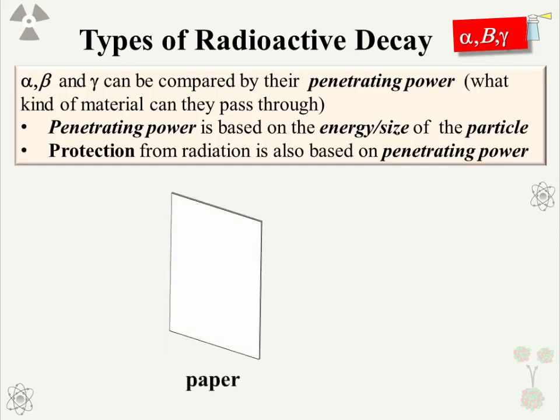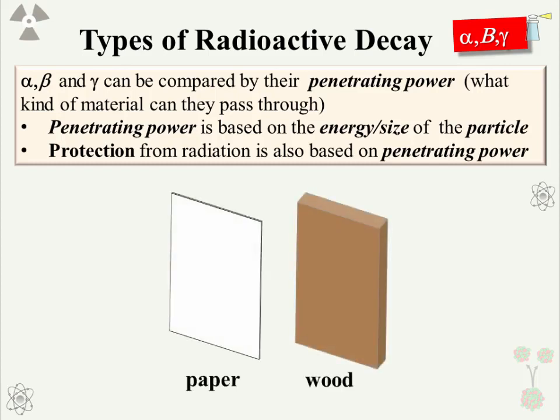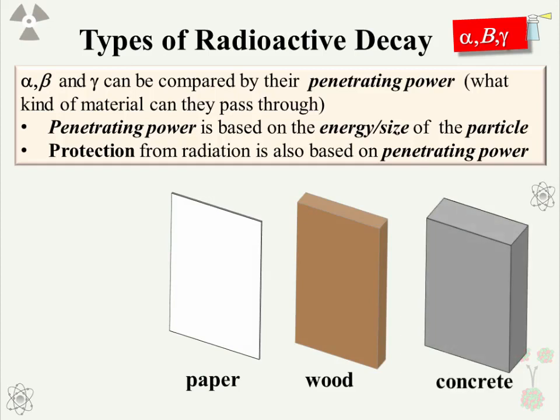All right, consider a piece of paper, a plank of wood, and a block of concrete. The paper is obviously the easiest thing to penetrate, and the concrete is the hardest. The alpha particle is the largest and heaviest of the 3 types of decay. Being larger, it has trouble passing through solid matter. Paper can stop it, so can skin.